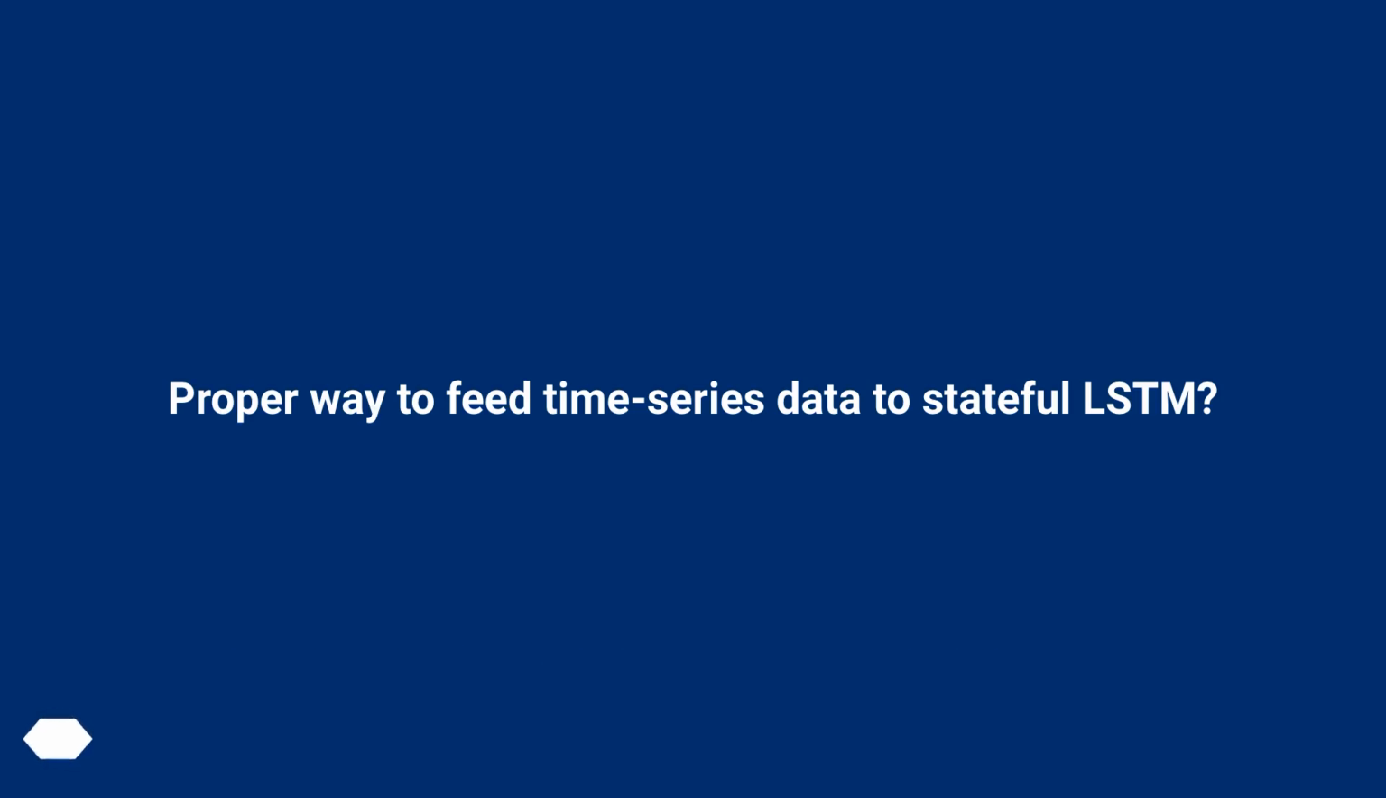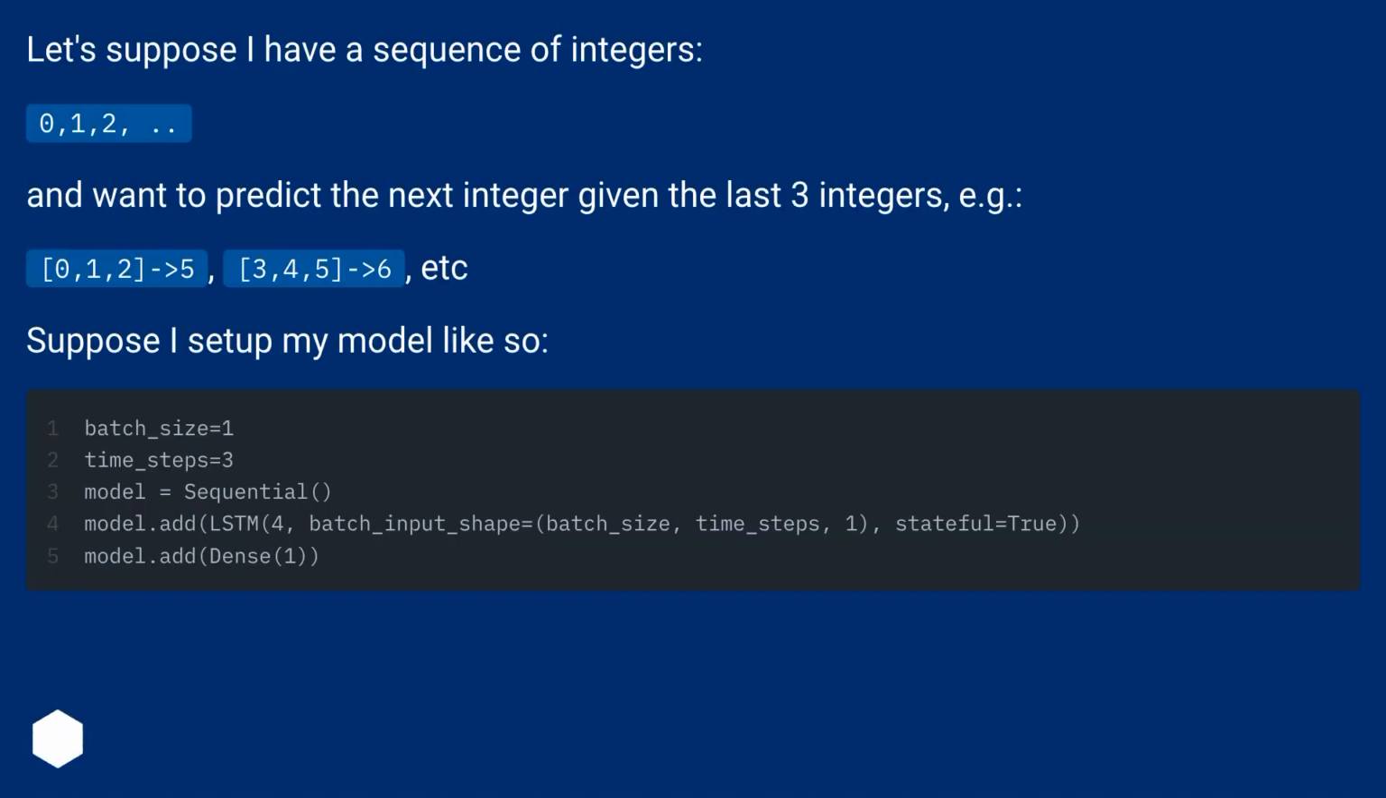Proper way to feed time series data to stateful LSTM? Let's suppose I have a sequence of integers 0, 1, 2, ... and want to predict the next integer given the last three integers, for example 0, 1, 2, 5, 3, 4, 5, 6, etc. Suppose I set up my model like so.